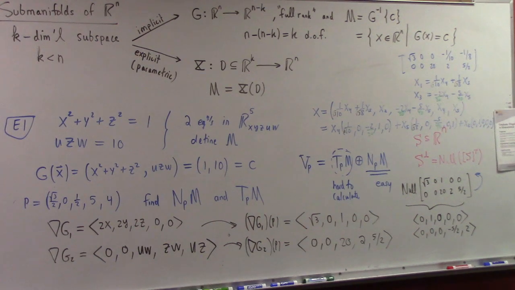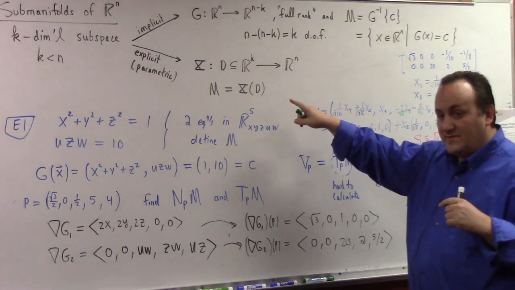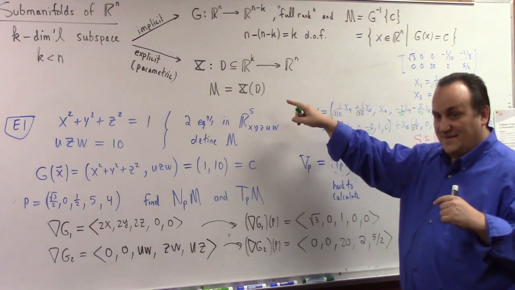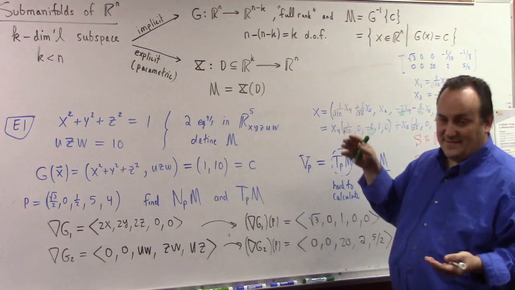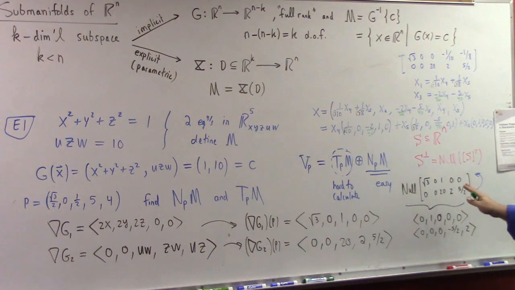However, if we were instead describing it parametrically, the tables turn. It then becomes easy to find the tangent space because it's just partial differentiation. And then to find the normal space, we've got to do this stuff again. Because unfortunately, in n dimensions, you don't have a cross product. So you have to rely on the magic of the orthogonal complement theory.